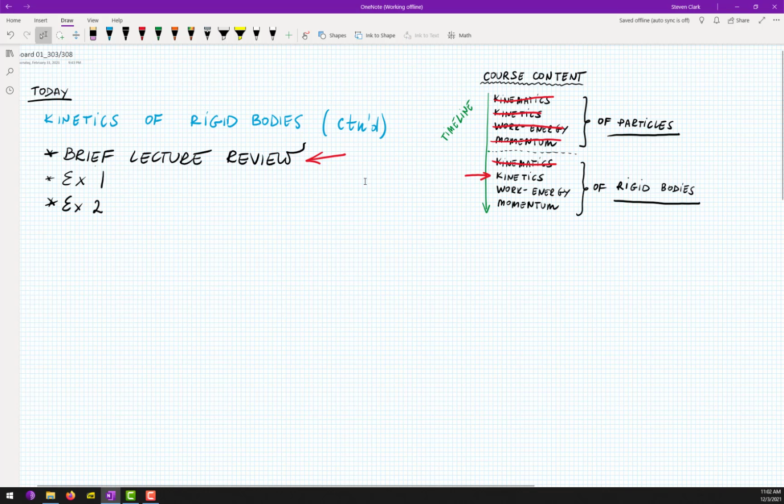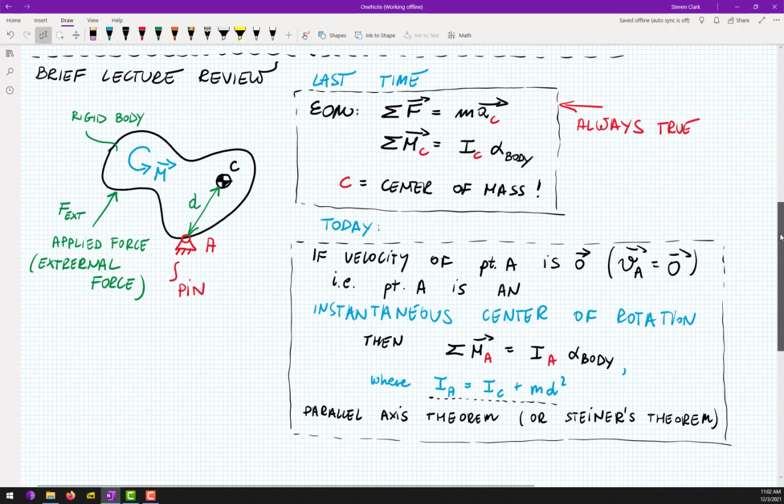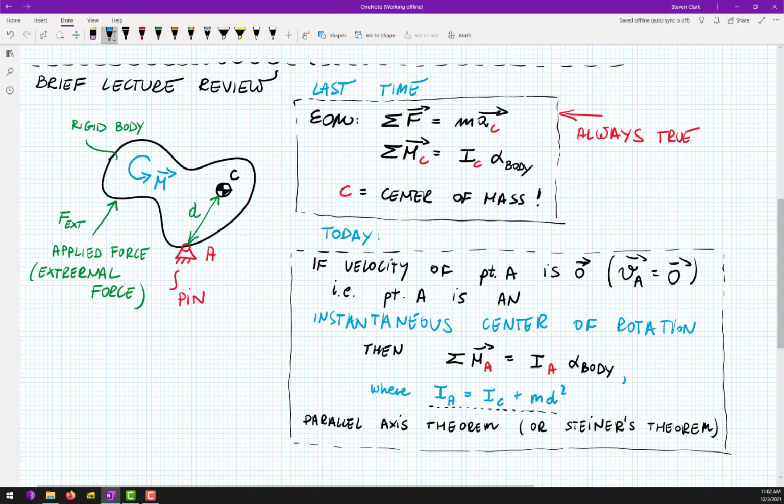Let's do a brief lecture review. So this is what I prepared for today. I would like to bring your attention to the following situation. Let's say that we have a rigid body, exactly the same rigid body we had last time. That rigid body has some shape, we know where the center of mass is located, and we know that our body is subjected to some forces and moments.